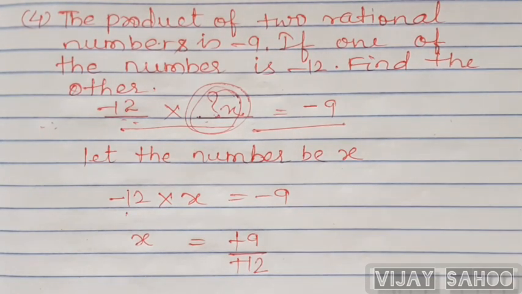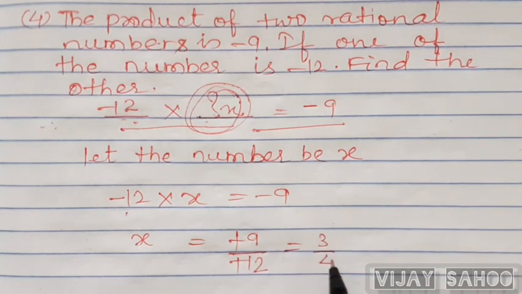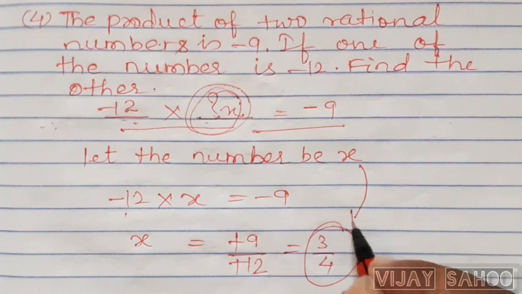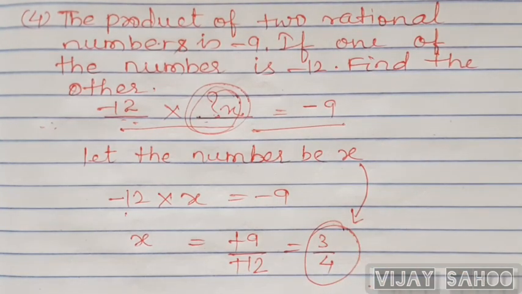Minus minus gets cancelled. 3 3s are 9, 3 4s are 12. So what is the answer over here? 3 by 4. Therefore the number is 3 by 4. So this is the answer of question number 4.